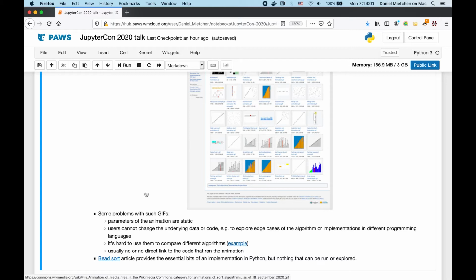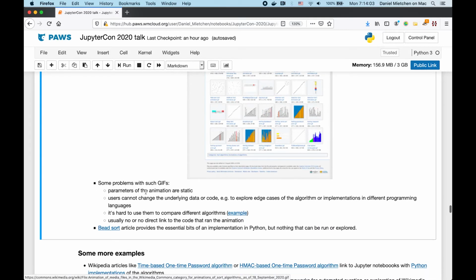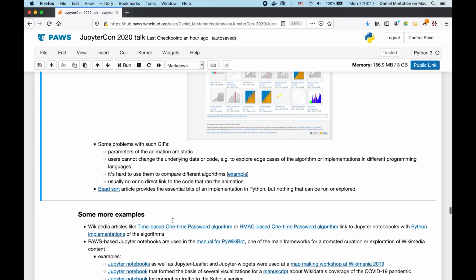And so basically the way in which the users can interact with those animations is limited, and Jupyter has more options here to interact with them. Another example is here, one of those sort algorithms, bead sort, actually has an implementation written down in Python, but yeah, again, it's not actionable.